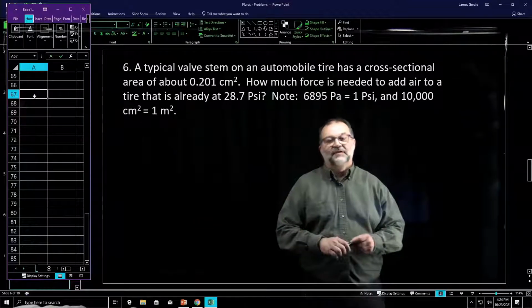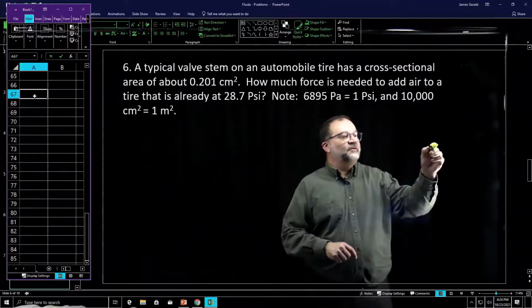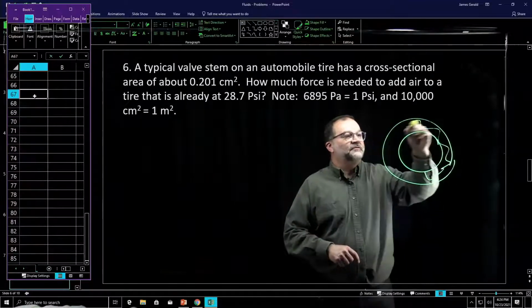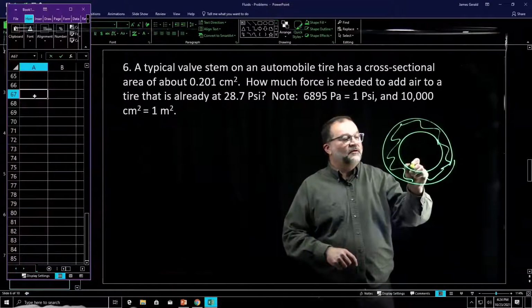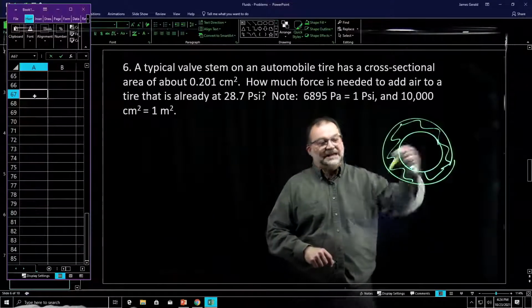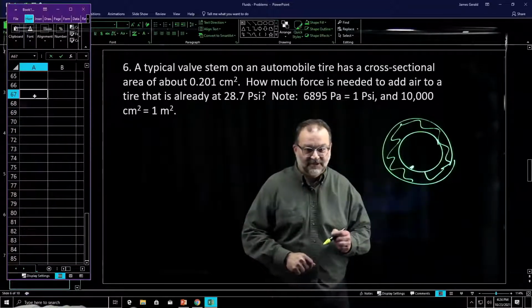In problem 6, we have the valve stem on an automobile. If you're not too familiar with that, look at the tire on your car. Somewhere on the wheel, there's this little stub coming off. That's the valve stem. That gives you the ability to put air in the tire or let air out of the tire.